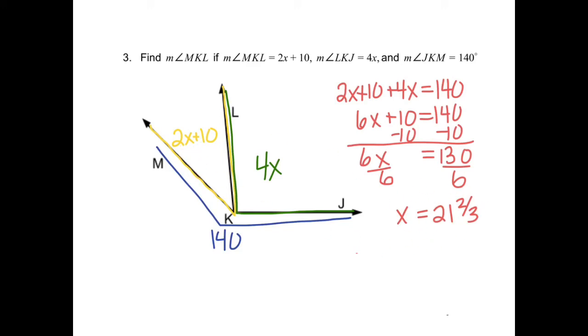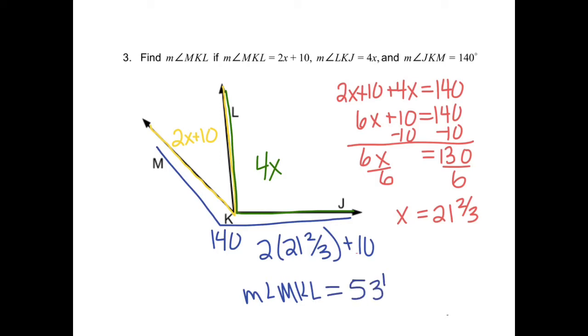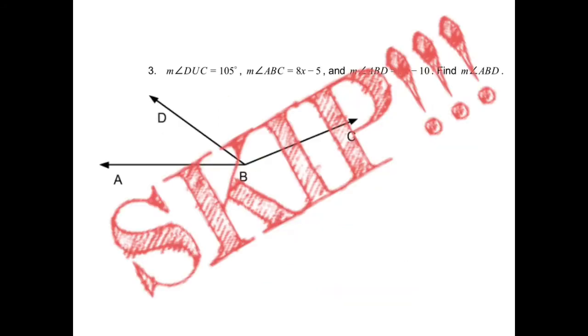So I'm going to go ahead and plug in this 21 2/3 into the 2x plus 10 and simplify that using my calculator to get the actual measure of angle MKL to be 53 1/3 degrees. We're going to go ahead and skip this problem. Nothing about it works out with an easy fix, so we're just going to skip this and move on to angle bisectors.